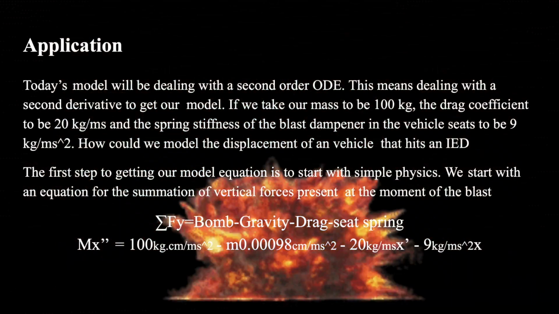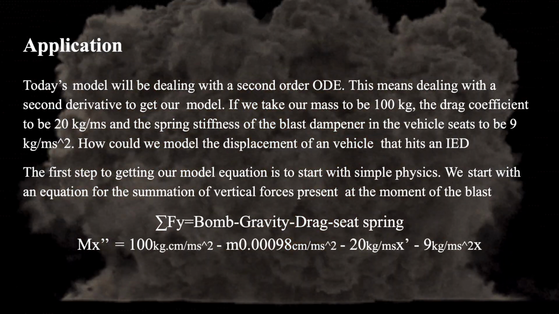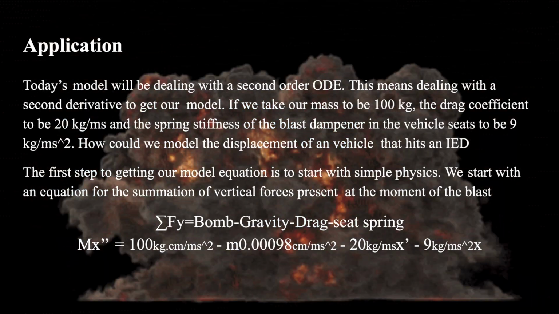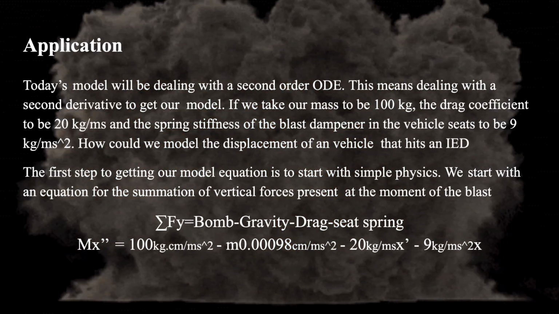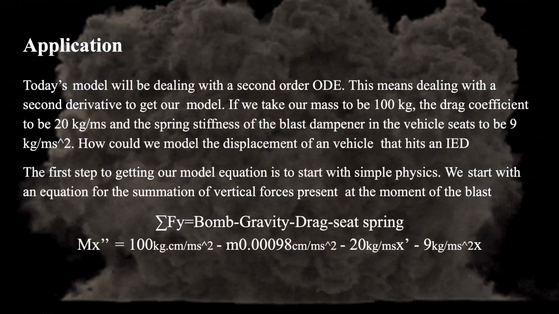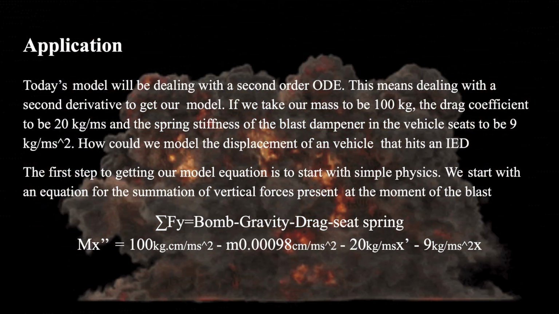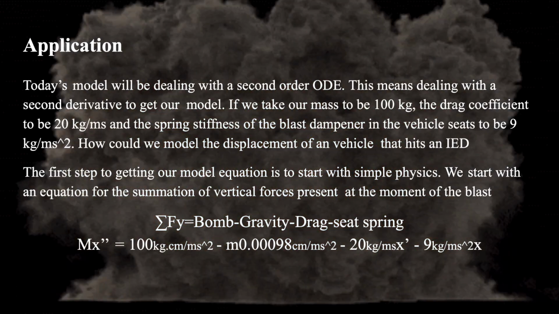Now it's time for the actual application of the math. Today's model will be dealing with a second order ODE. This means dealing with a second derivative to get our model. If we take our mass to be 100 kilograms, the drag coefficient to be 20 kilograms per millisecond, and the spring stiffness of the blast dampeners in the vehicle's seats to be 9 kilograms per millisecond squared, how could we model the displacement of a vehicle that hits an IED?